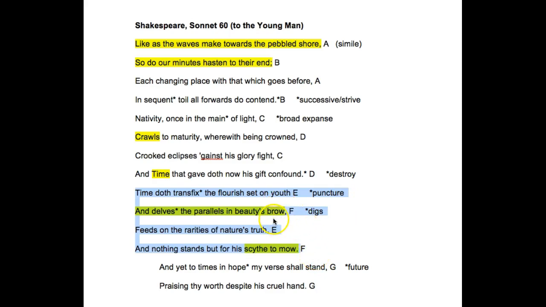We plant, we sow, and then we age. "Delving the parallels in beauty's brow." This is the tracks in the ground, but it's also the wrinkles in our face, right? And this sense of time feeding on the living, I think, is interesting, like devouring life in a way. And then we have the image of the grim reaper with his scythe cutting everything down.